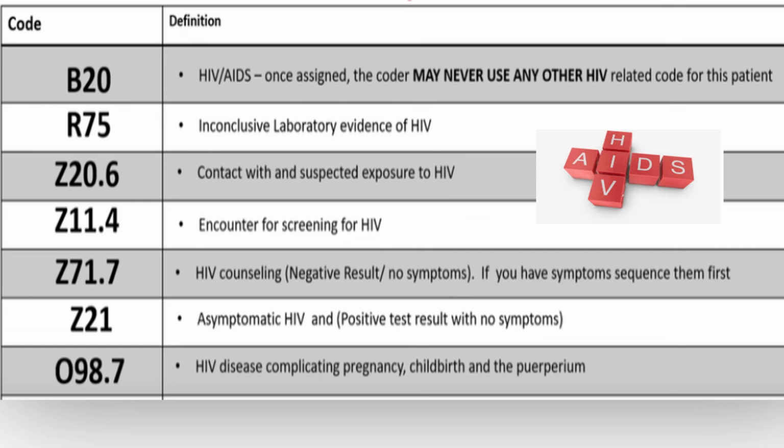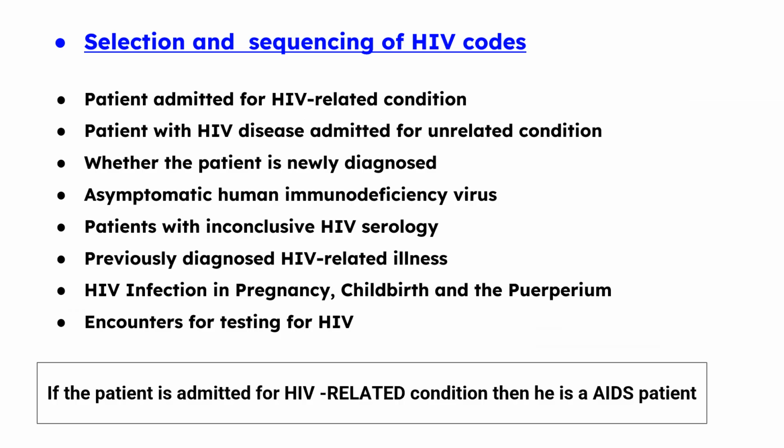Z21 is asymptomatic HIV, positive test result with no symptom, and O98.7 is the HIV disease complicating the pregnancy, childbirth, and puerperium. So these are the important codes which we are going to see in this lecture. There are important guidelines regarding the selection and sequencing of the HIV codes, and we are going to see them in detail one by one.